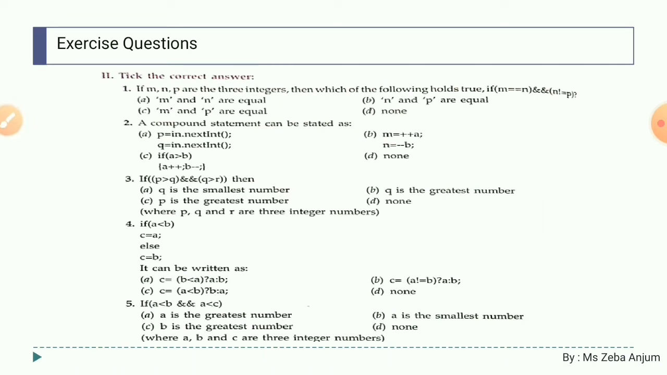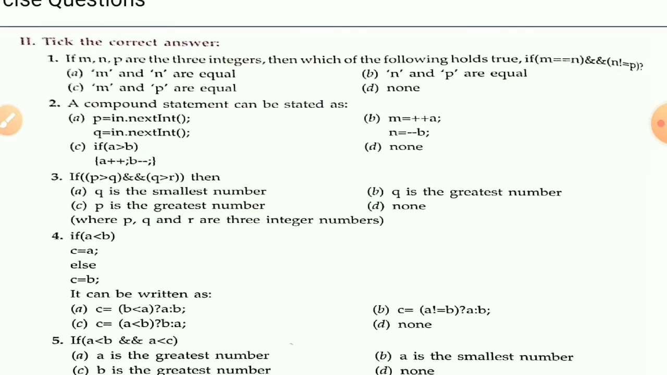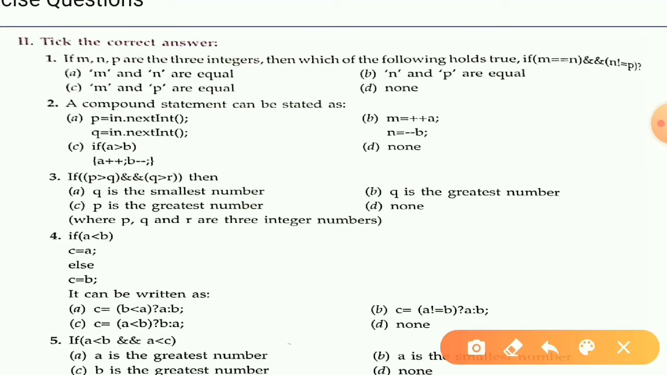For the first one, if m, n and p are three integers, then which of the following holds true for this condition? See the a part, m and n are equal. From this condition we can say that yes. Now let us see the other parts also. See the b part, n and p are equal. Clearly it is false, not equal to has been given. For the c part, m and p are equal. No such relation is given, and the d part is none. But our a part matches our situation. So the answer is the a part.